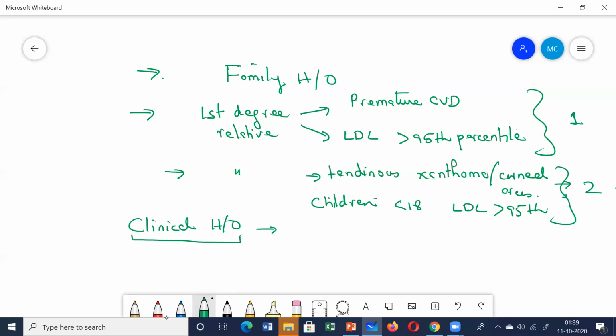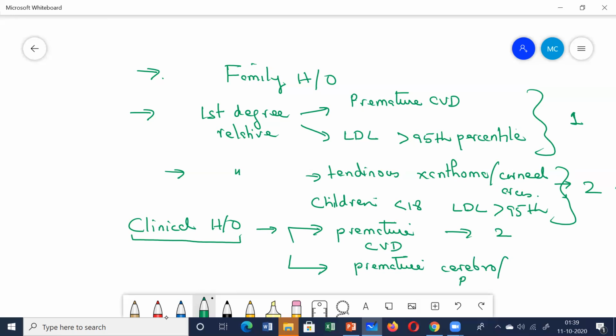So clinical history, again, if the patient himself has premature ASCVD, that is in men before 55, in women before 60 years, premature coronary artery disease, we give 2 points for this. And if the patient has a premature cerebrovascular disease or peripheral vascular disease, this is given 1 point. So this is your clinical history.